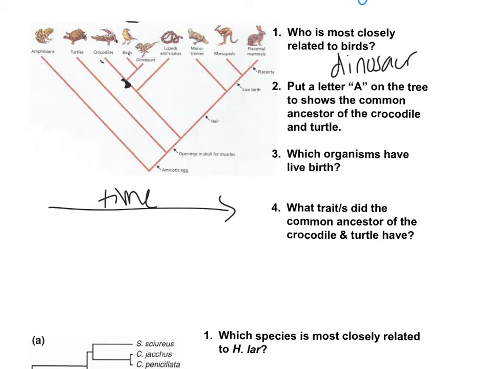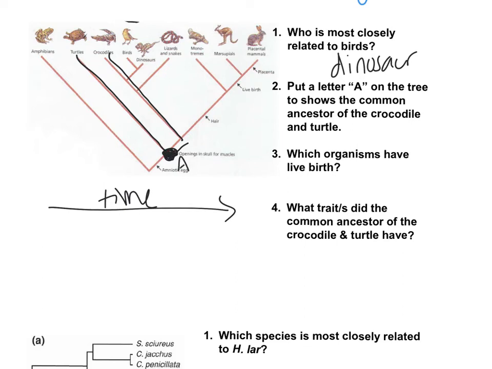Question number 2, put a letter A where it shows the ancestor of the crocodile and turtle. Turtle is here, crocodile is here. The ancestor is where those lines meet. I'll follow the crocodile line a little bit backwards, should be about here, A.